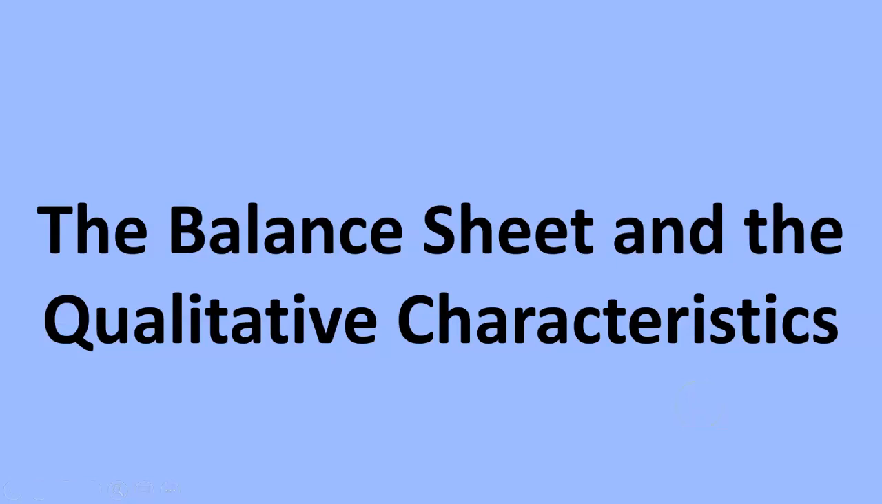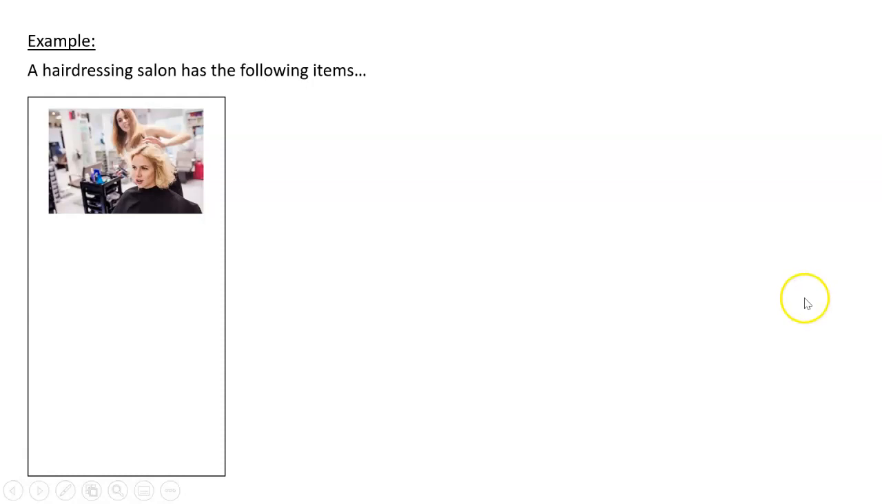Whenever we talk about the balance sheet, we need to be aware that we might get asked to talk about it in terms of the qualitative characteristics of accounting, which we've done in earlier topics. So to do this, let's just take an example. We've got this hairdressing salon owned by this lady here, and it's got the following items.